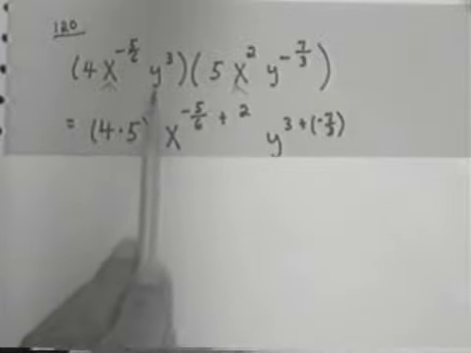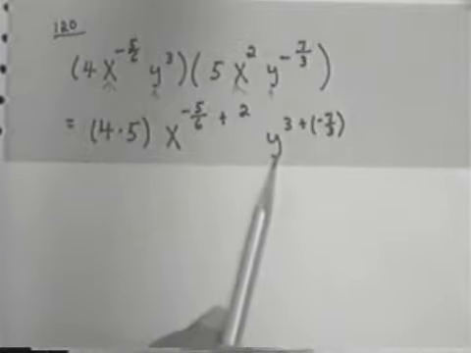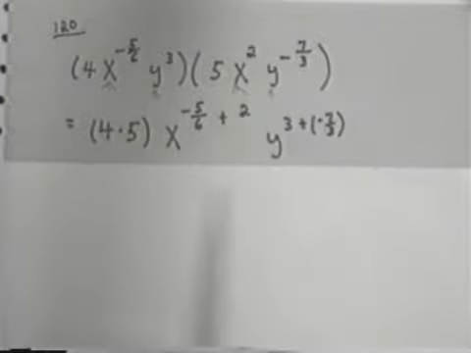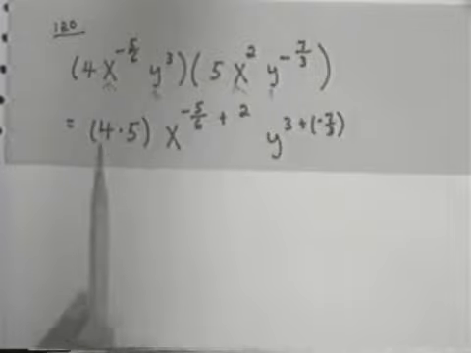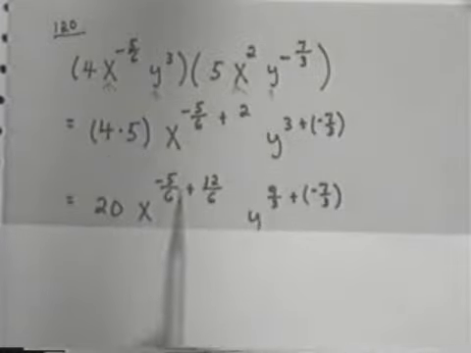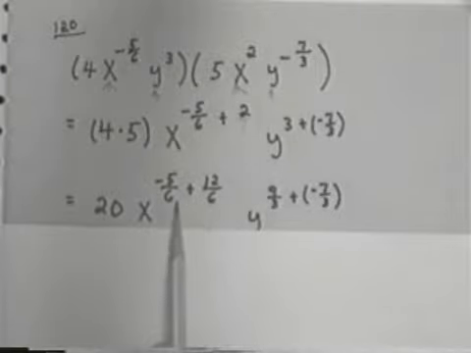To multiply powers having the same base, and the y's, both of them have base y, I keep the base and add the exponents. 3 plus the negative 7/3. Now multiply. 4 times 5 is 20. X, and I need a common denominator. Common denominator is 6. 6 goes in 6 one time.